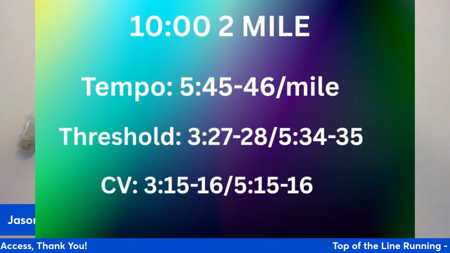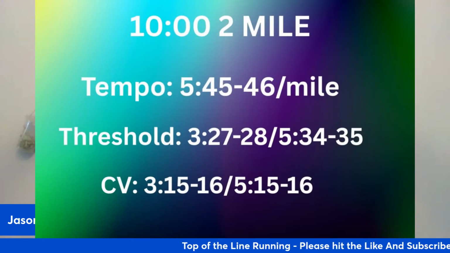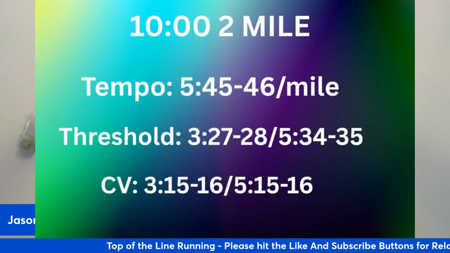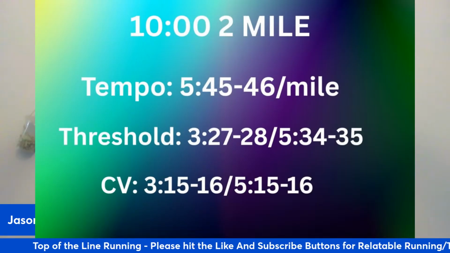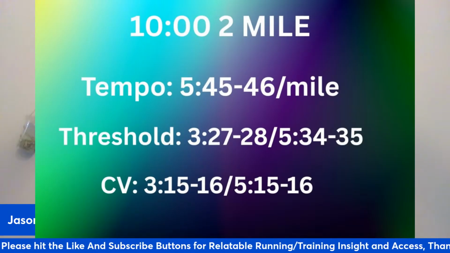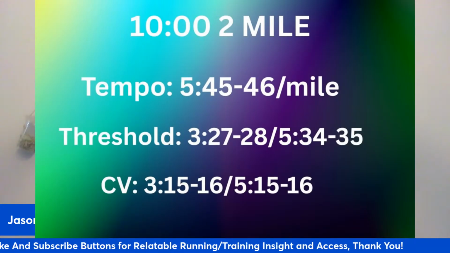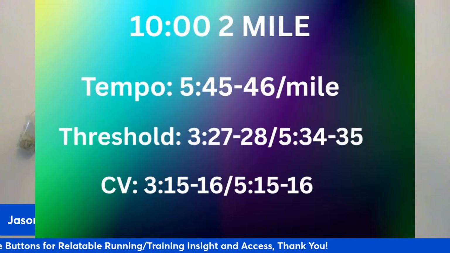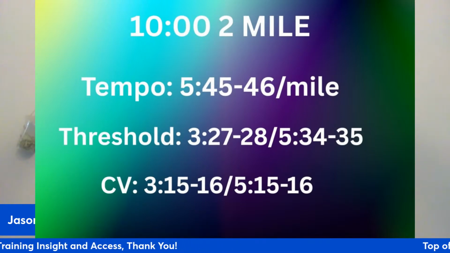Okay, you see the progression get faster from tempo to threshold to critical velocity. You can incorporate this as you see fit, but these are all important things to incorporate into the training for VO2 max development. Okay, and this doesn't matter whether you're training for cross, the 800, the mile, middle distance, doesn't matter. This will serve you everywhere.